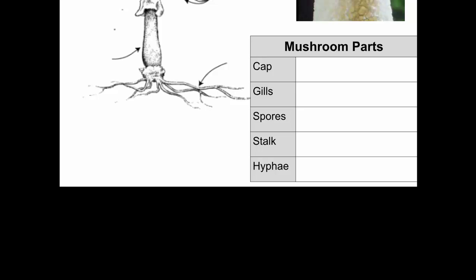So if we think about the anatomy of fungi, this is a mushroom. Different types of fungi have different parts. We'll talk about mushrooms here. When you look at a mushroom, the part you see, the top, is called the cap of the mushroom. The underside, where you have those thin membranes of material, those are called the gills of the fungus.